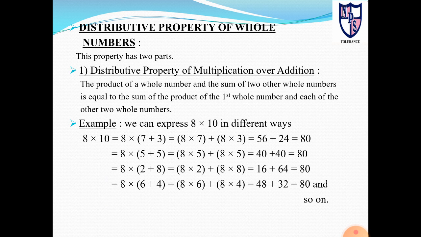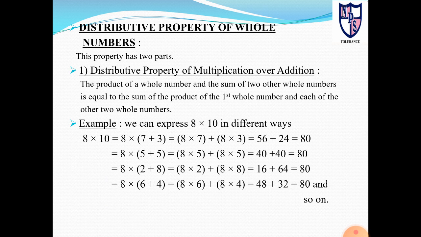Now we have the distributive property of whole numbers. This property has two statements. The first statement is the distributive property of multiplication over addition. The product of a whole number and the sum of two other whole numbers is equal to the sum of the products of the first whole number and each of the other two whole numbers. In this example, you see 8 multiplied by 10, and we can write 10 as 7 plus 3.